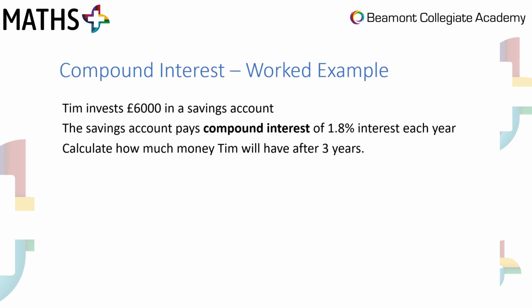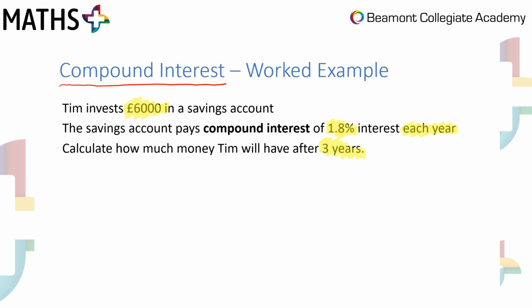Right, let's try and apply all that knowledge now to a compound interest question. So a compound interest question is similar to what we've just looked at, but rather than the person getting money for just maybe 1 year, they're getting the interest for 2 years, 3 years, 4 years, 5 years. So here we've got Tim invests £6,000. The savings account pays compound interest of 1.8% interest each year. Calculate how much money Tim will have after 3 years.